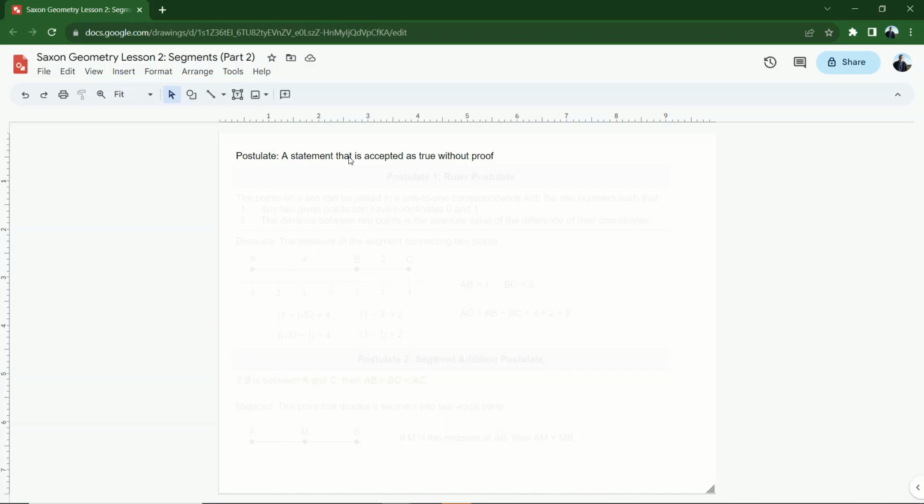Now, just because I say it's accepted as true without proof doesn't mean that it's a weak statement or anything. What it means is that it's so self-evidently true that it doesn't need to have proof for us to accept it. Or it might be something that we need as a building block to explain a more complicated topic. Okay, that's what a postulate is, though. Something that is accepted as true without proof. Usually it's something that's self-evidently true.